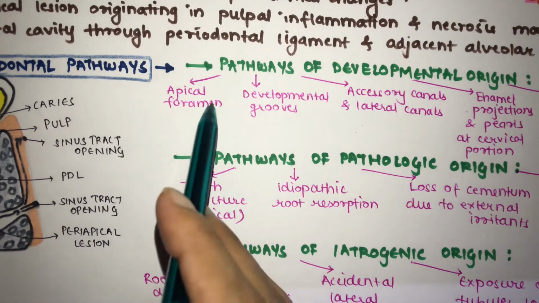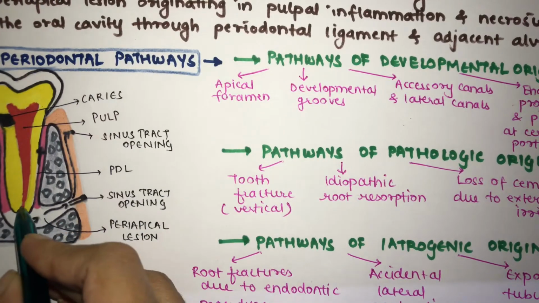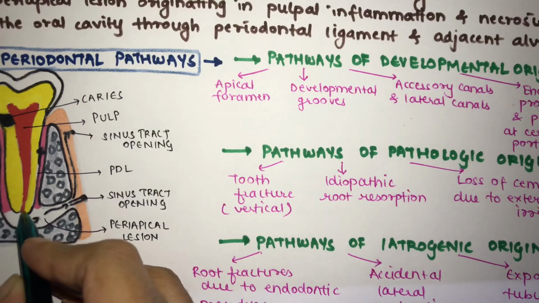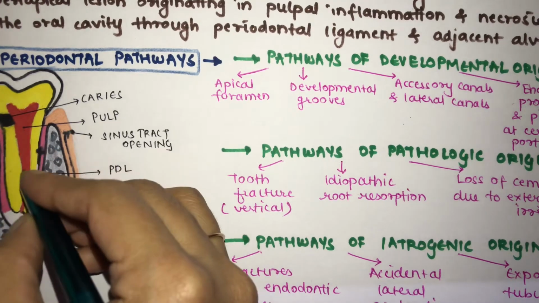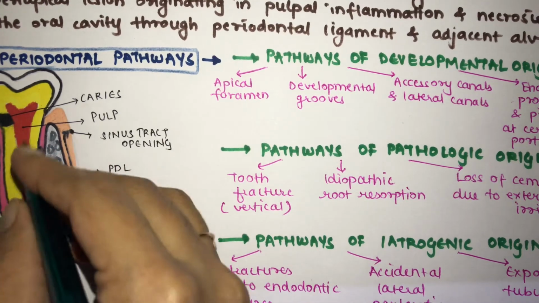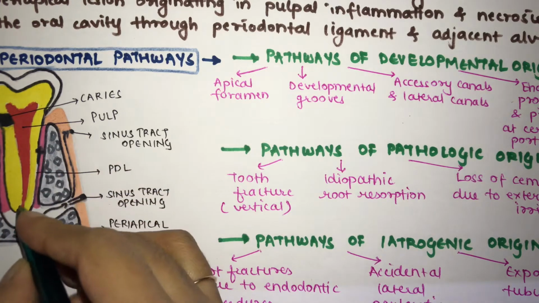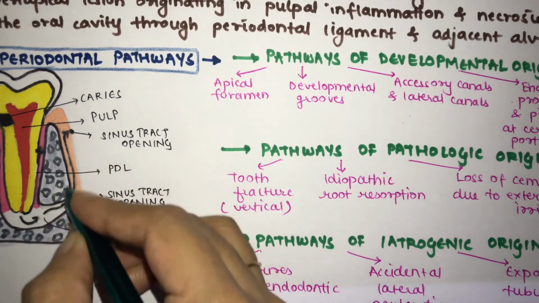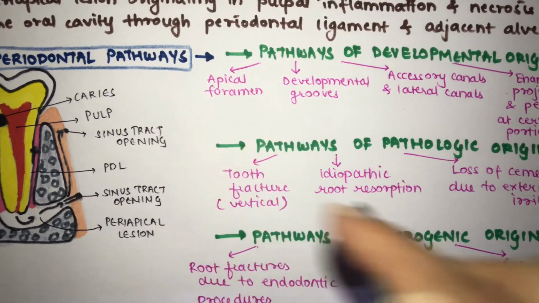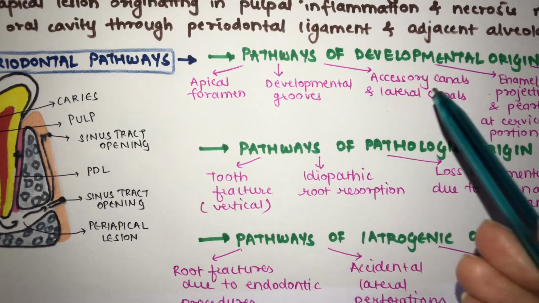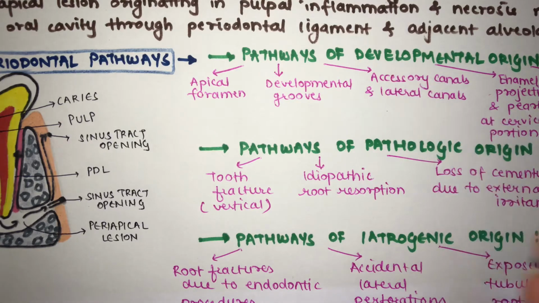It can be the apical foramen, which is present at the apex. If there is inflammation, it goes through the pulp and then through this apical foramen to the periodontal structures. After the apical foramen, next can be the developmental grooves, then there can be accessory canals and lateral canals.